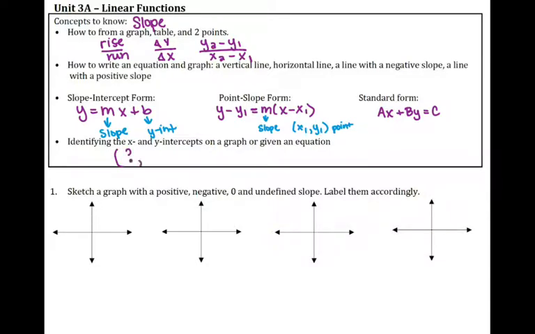So this is your mystery y coordinate is 0. For your y-intercept, that is when x is 0, and you're solving for y.